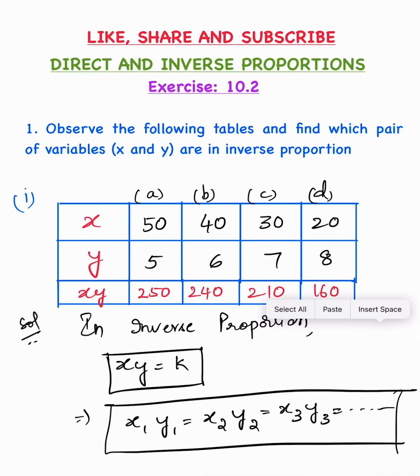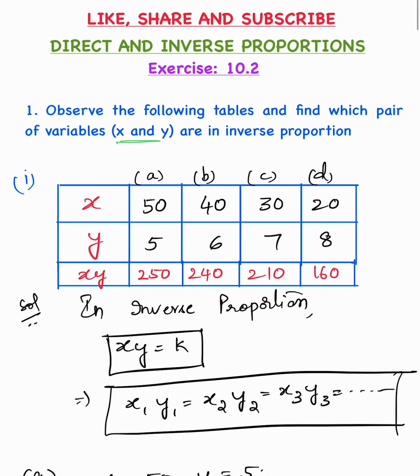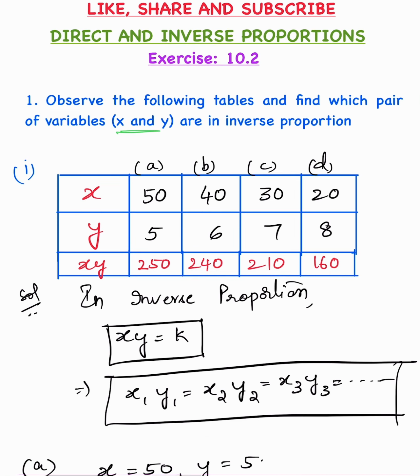Today we'll discuss direct and inverse proportions, exercise 10.2. First problem: observe the following tables and find which pair of variables x and y are in inverse proportion. We have to remember one thing: in inverse proportion, x into y is always constant. That means x1 y1 equal to x2 y2 equal to x3 y3 etc. is equal to some constant k.